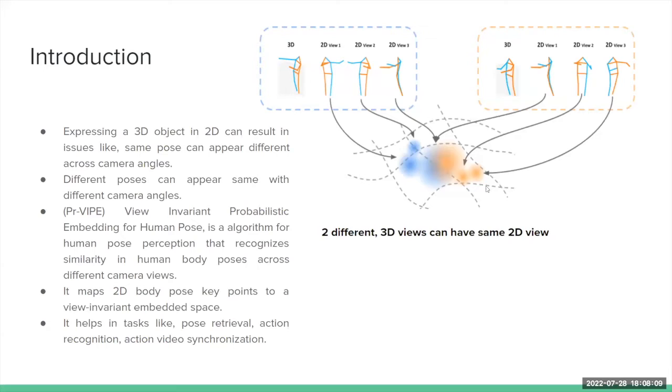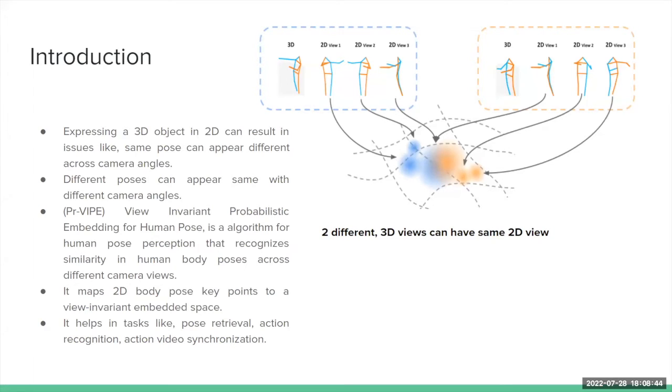Okay. In View-Invariant Probabilistic Embedding for Human Pose, better called Pr-VIPE, the authors presented a new algorithm for human pose perception that recognizes similarity in human body poses across different camera views by mapping 2D body pose key points to a view-invariant embedding space. This ability enables tasks such as pose retrieval, action recognition, and action video synchronization, and much more.